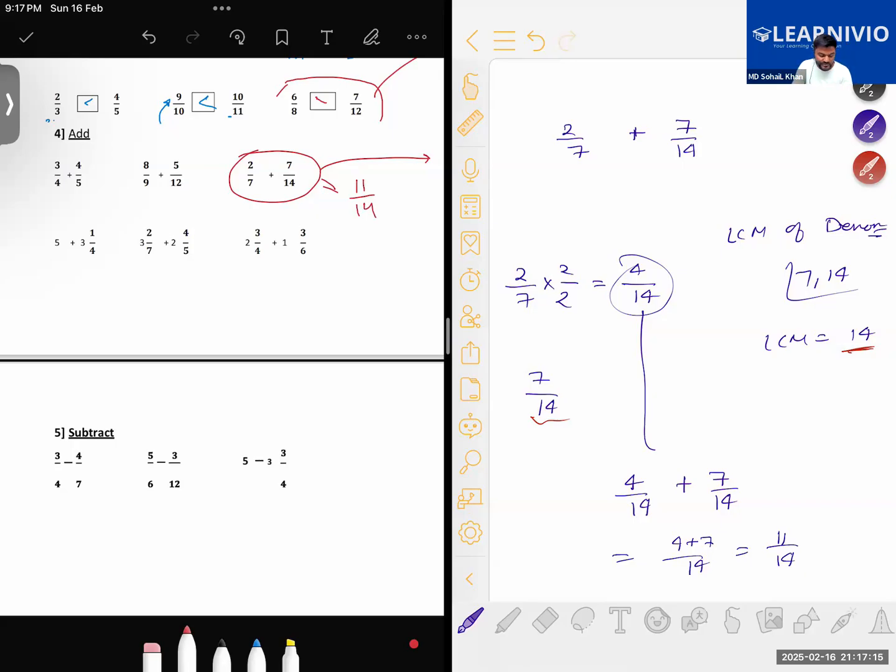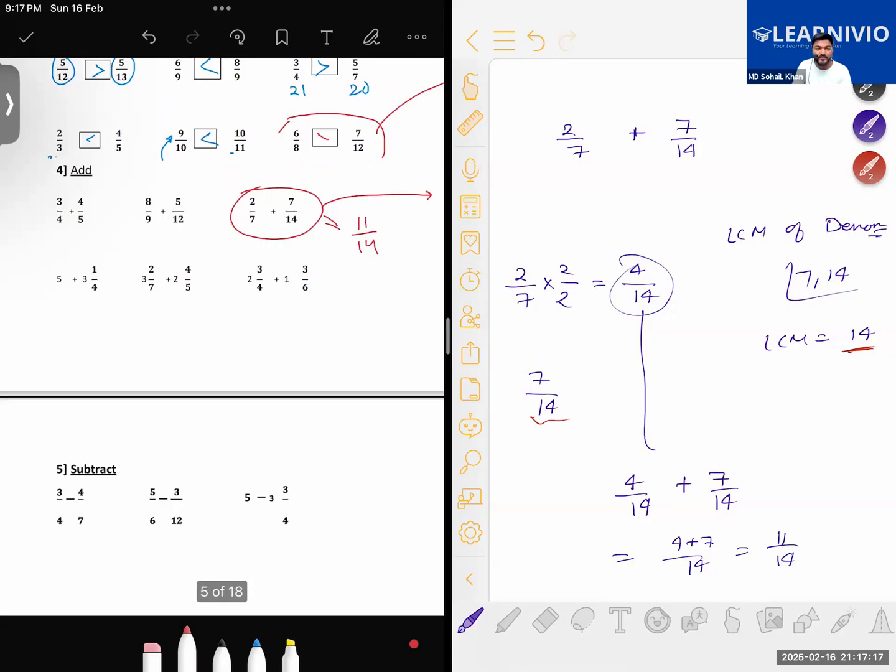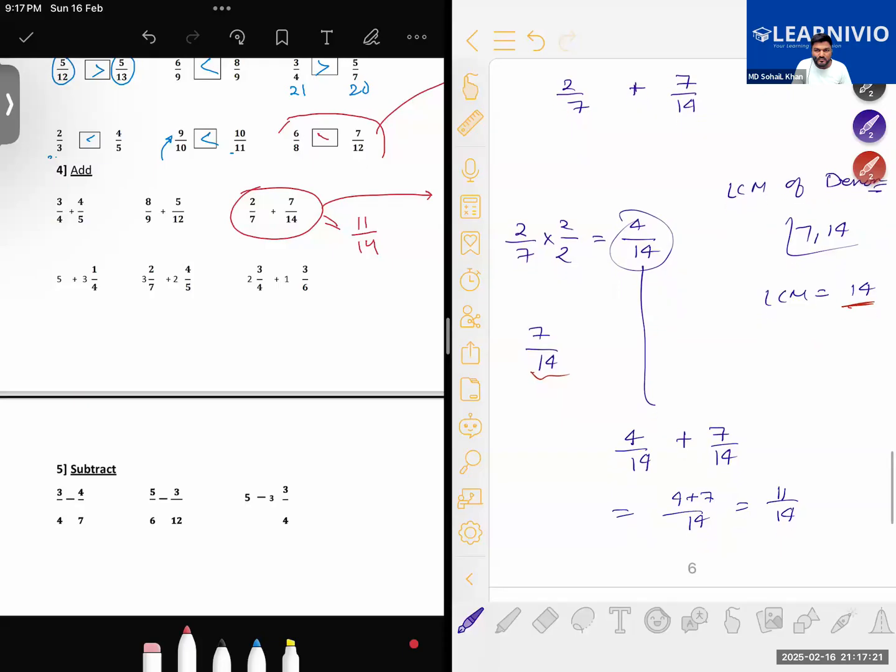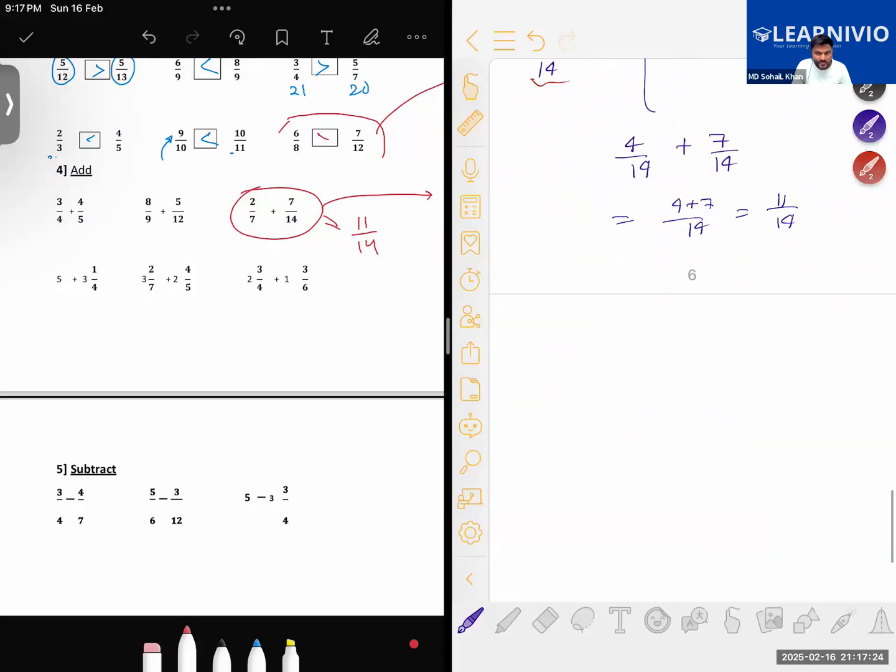Okay. Like this, do the other questions. Tell me if you have a doubt. Yes, you have a doubt in this? Okay, I guess there's some little doubt.